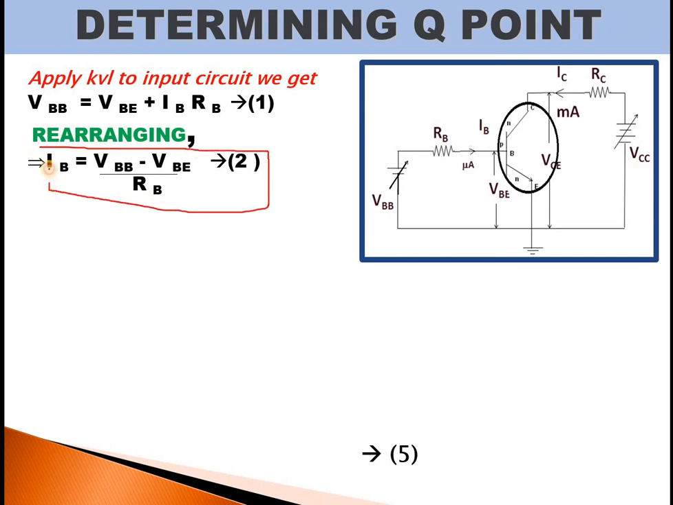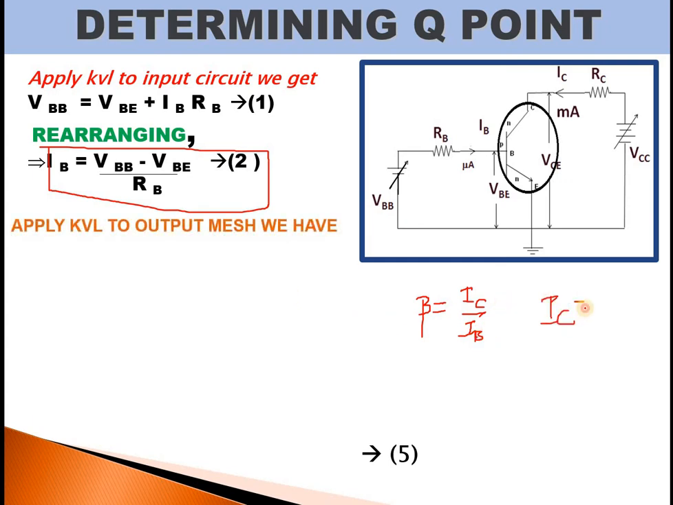Why do I need to calculate base current? Because it is in common emitter mode, and in common emitter mode, the current gain is beta. Beta is equal to IC by IB, or I can say that IC is equal to beta times IB. So by calculating IB, I can calculate ICQ, that is the Q point. So for that reason, I need to calculate this.